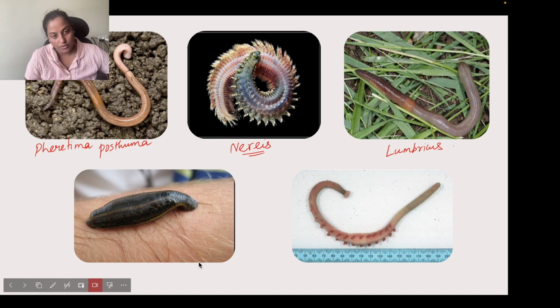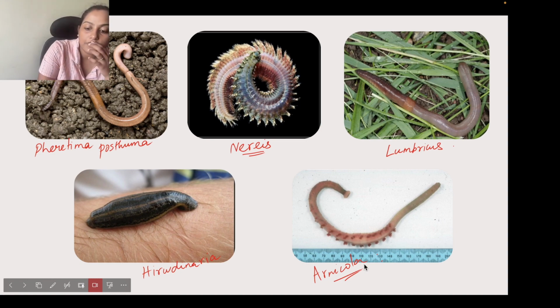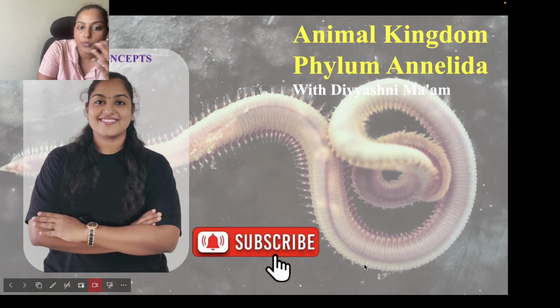And then here, of course, nothing but the leech. So we call it Hirudinaria, which is the blood sucking leech, right? And then the last one is nothing but Aricola. So you can have these handful of examples. Okay, so that's all, children. Quick overview if you want to see.